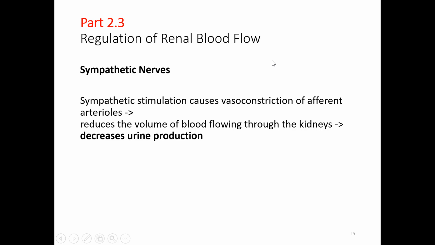Blood flow through the kidneys can be regulated in several ways, and one of them is through the sympathetic nervous system. Sympathetic stimulation causes constriction of afferent arterioles. It means less blood will be flowing through the kidneys and less urine will be produced.